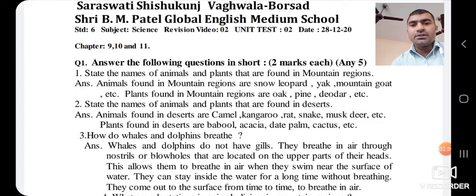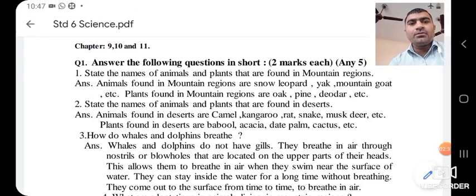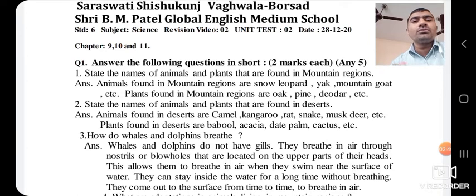Now the third question is, how do whales and dolphins breathe? We have studied in the chapter that animals living in water breathe through gills. But as we know, dolphins and whales do not have gills. So by which organ do they breathe? Whales and dolphins do not have gills, they breathe in air through nostrils or blowholes, which are located on the upper part of their heads.